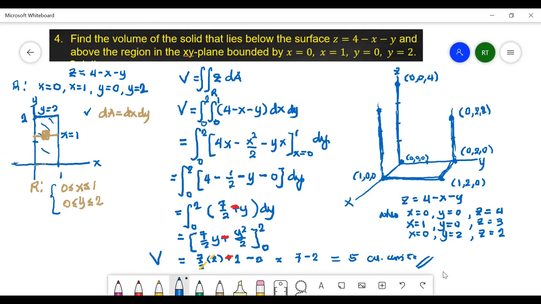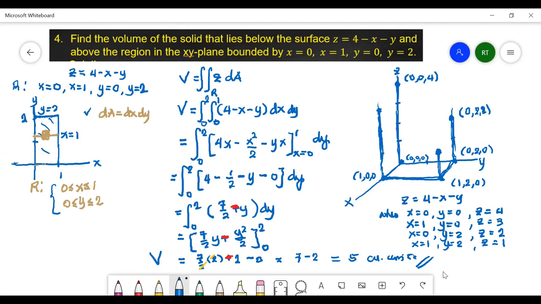Then, we will have now the projection of 1, 2, 0. So when x is equal to 1 and y is equal to 2, then the corresponding value of z is, of course, 1. Now 4 minus 1 minus 2 is 1. So we draw again. My internet is getting unstable again. I hope that you can hear me. Okay. So we count 1 unit and this is the projection. And this point is 1, 2, 1.